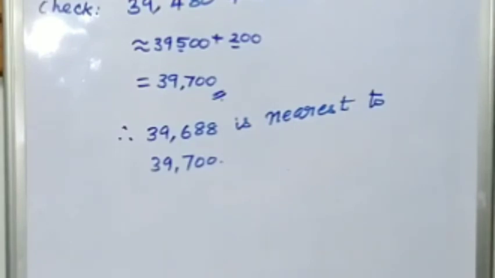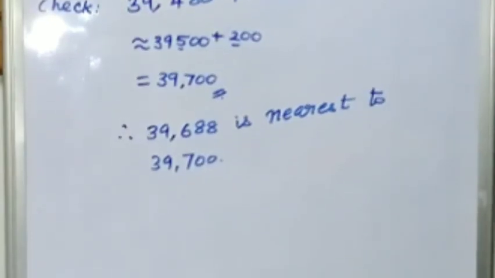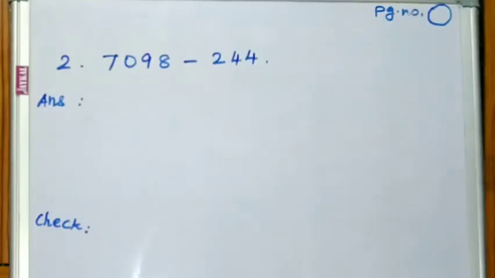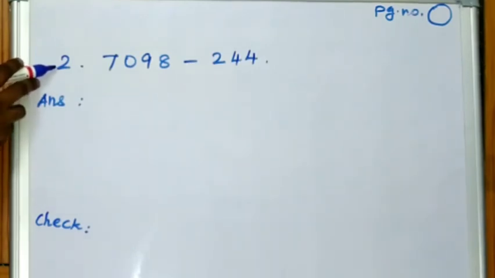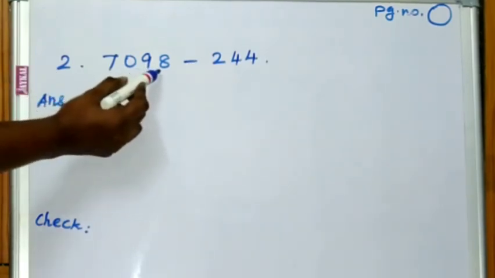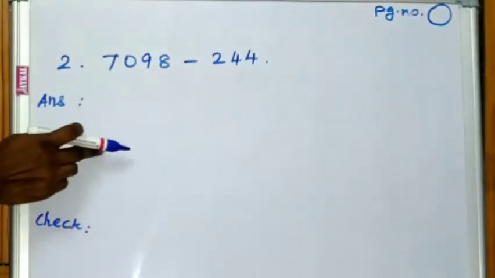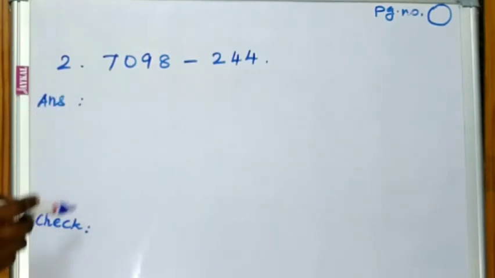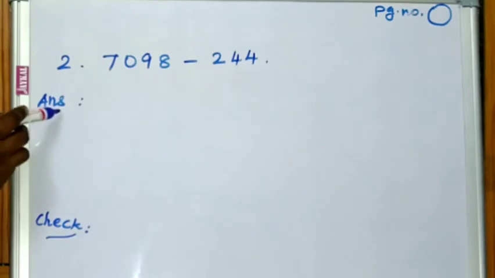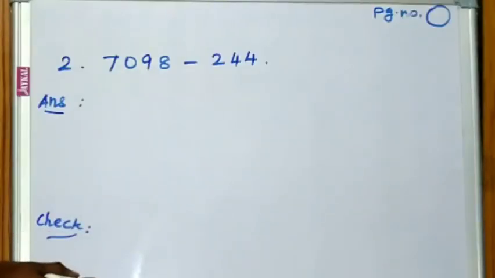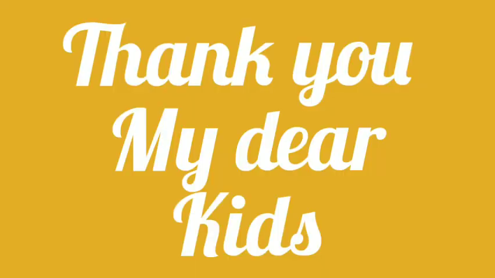So both the values are very close to each other. In this way, you have to do normal addition and you have to recheck with the estimation of nearest round off value. After completing the first problem, leave one line and write problem number 2, 7,098 minus 244. Then in the next line, write the answer as A and S. Do normal subtraction for the given numbers. After finding the answer using normal subtraction, you have to do estimation of subtraction using the nearest round off value to 100. By using the round off value, you have to subtract both the values, then compare both the values to see whether they are nearest to each other or not.